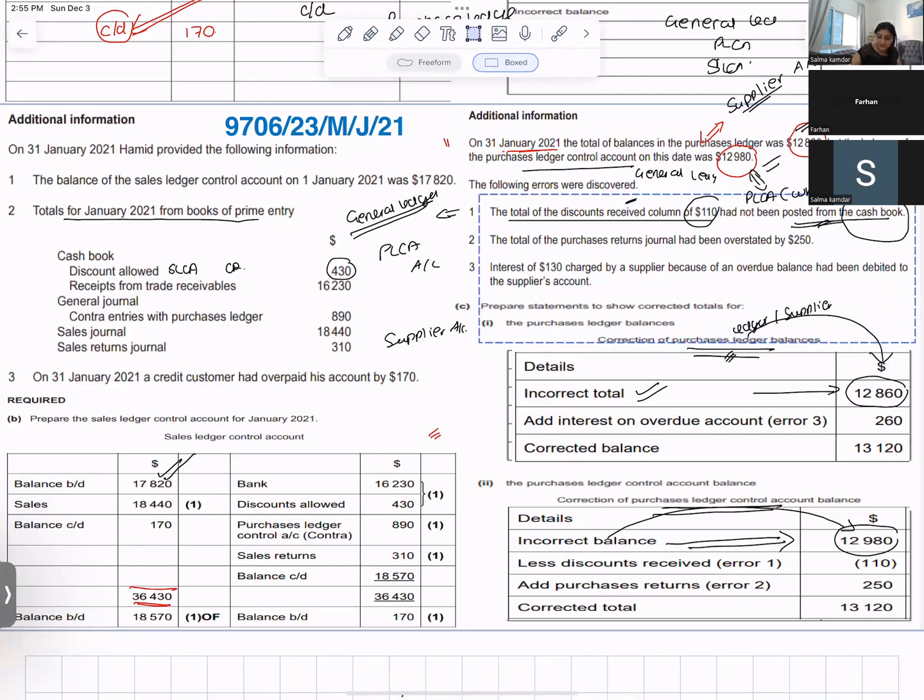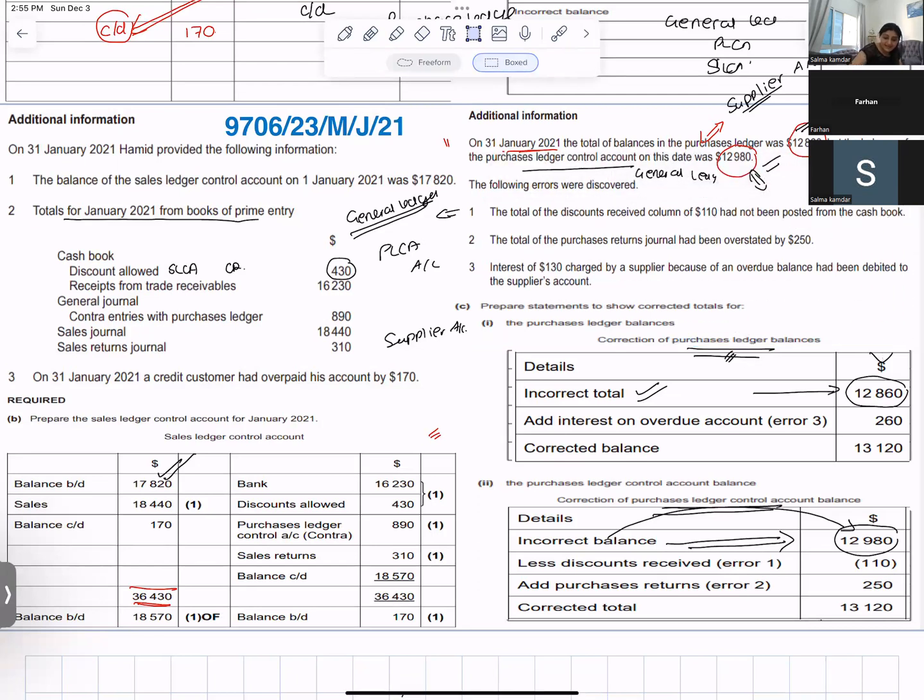Okay, very good. So PLCA debit side. PLCA normal balance is which side? Credit side. Okay, so if I'm posting it on the debit side, I will do plus or minus? So it's gonna be minus. So see, discount received is put on the minus. Okay. Are you with me? Yeah.